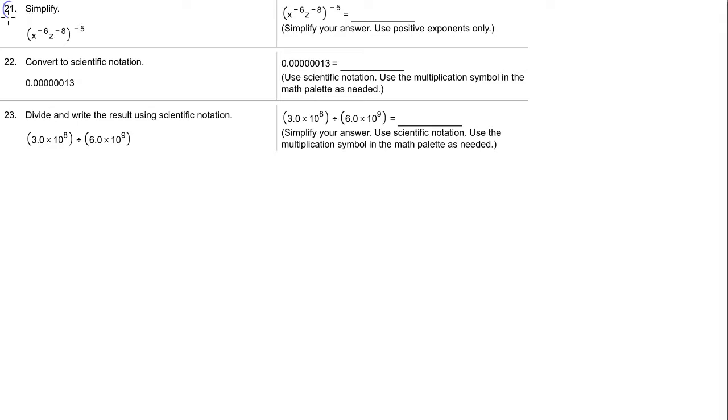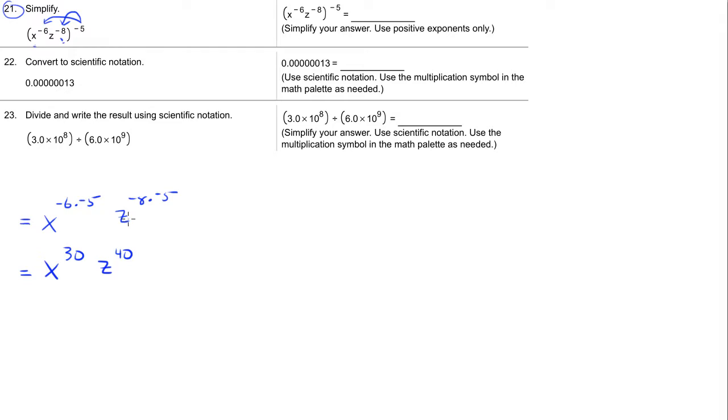21. We're looking to simplify this. And since I can't combine the x and the z, we're going to start by distributing. And this will be x to the negative 6 times the negative 5, x to the 30th. Then we'll have z to the negative 8 times the negative 5, z to the 40th. And that's as simplified as we can get it.